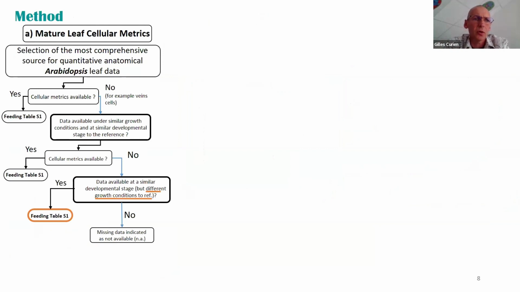If the data were available, we will integrate it in the table S1. So table S1 is the atlas. It's the core of the work. If data were not available, for example, in that study, it was not available for vein cells, we had to search in other studies. And again, yes, no. And sometimes we had to degrade our standards because we could only find data in different growth conditions. So this is coded. We'll see this in a minute. And if data are not there, well, that's indicated as missing data.